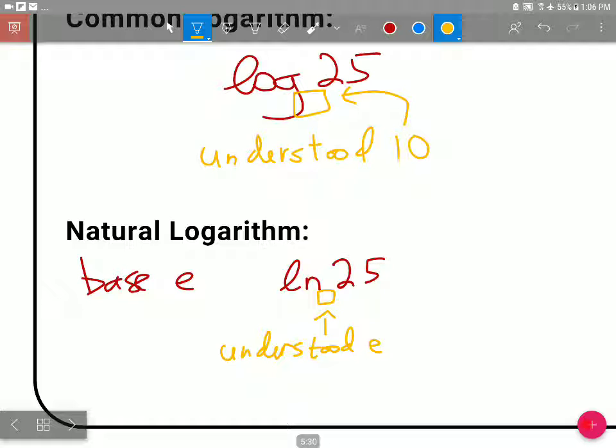If you have a log with no number, it is either a base 10 or it's an e. If it's an ln, it's an e. Alright? So here we go. If you've got a calculator, we've got one next to you.